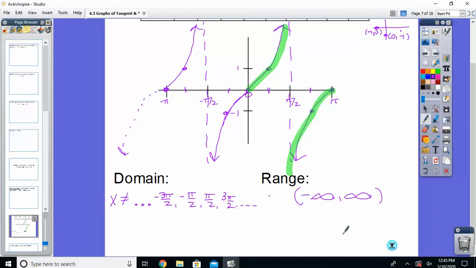Is this graph even or odd? Remember, even meant symmetric to the y-axis, odd was symmetric to the origin. Odd. So this is odd, just like sine was. What that means is that if you have a tangent of a negative angle, you can pull the negative out in front. So remember, cosine was even. If it had a negative, we can just drop it. Tangent and sine so far are odd. If they have a negative angle, we pull that out in the very front.